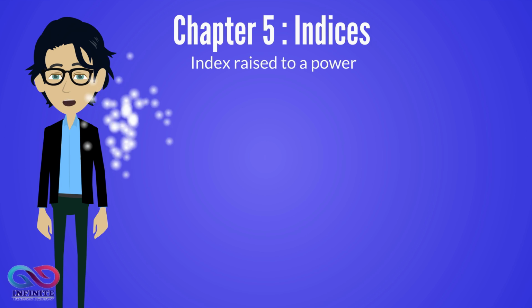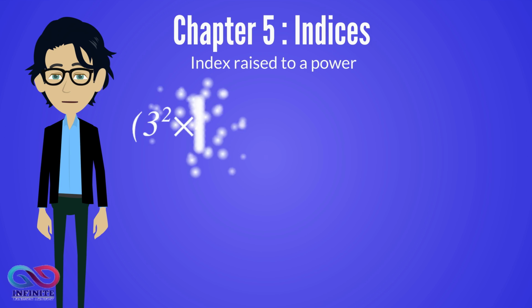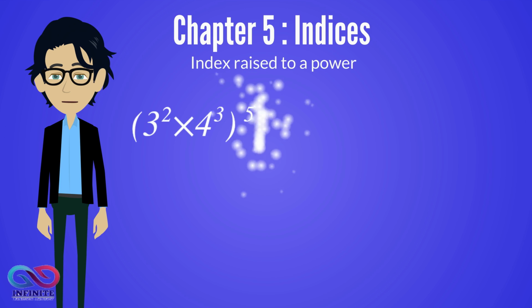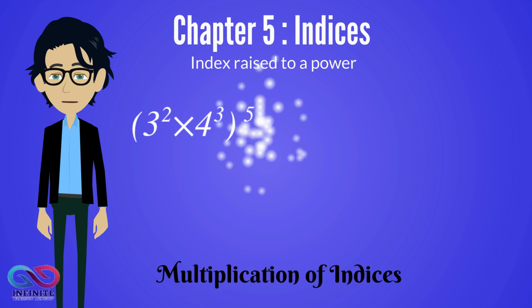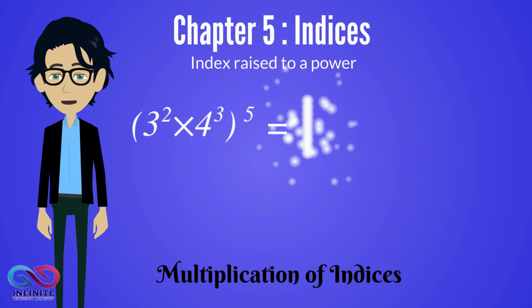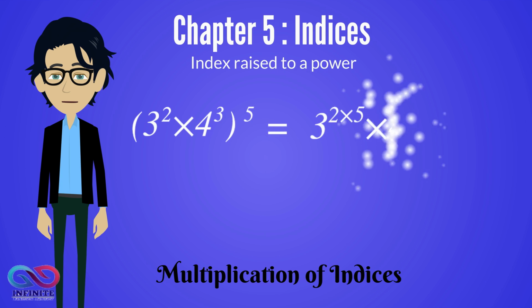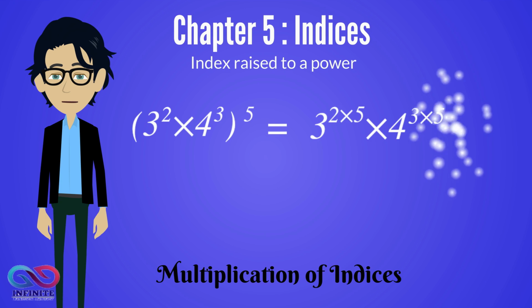(3 to the power of 2 times 4 to the power of 3) to the power of 5 is your question. We are going to solve this using multiplication of indices. First, if you want to simplify the question, you would have to open the bracket, which means you would have to multiply the 3 to the power of 2 and the 4 to the power of 3 with the 5. Now multiply the index notations together.